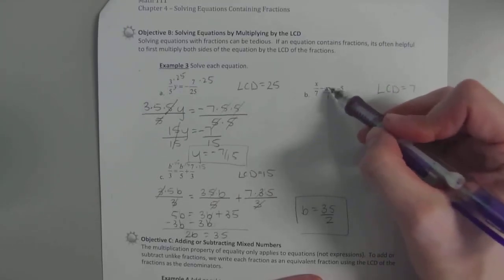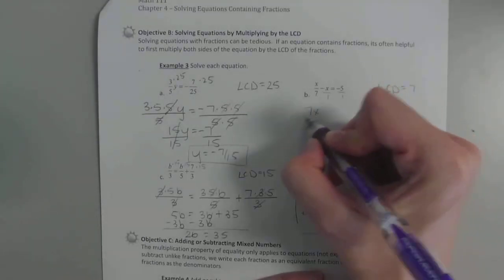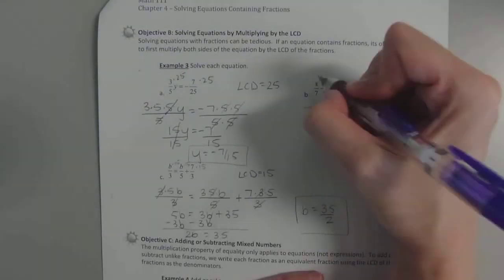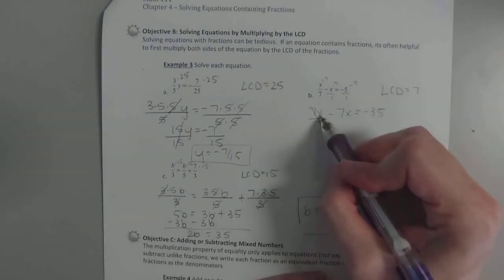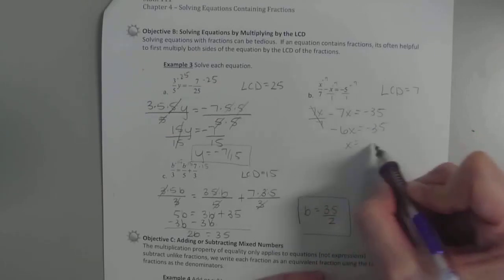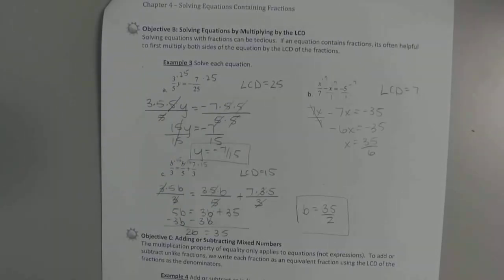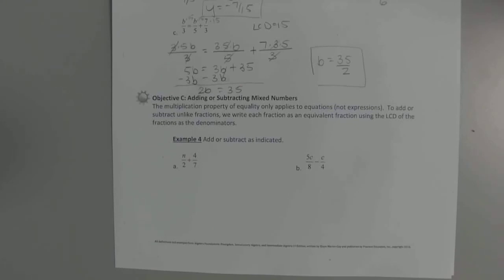On B, top, the LCD would be 7, because everything else is over 1. And you just multiply everything by 7. So you have 7x over 7 minus 7x over 1 equals negative 35. No, it's not too bad. Because you just multiply everything by 7. And what's this? The 7's cancel out. What's 1x take away 7x? Negative 6x. What's a negative divided by a negative? Positive. It's not too bad.